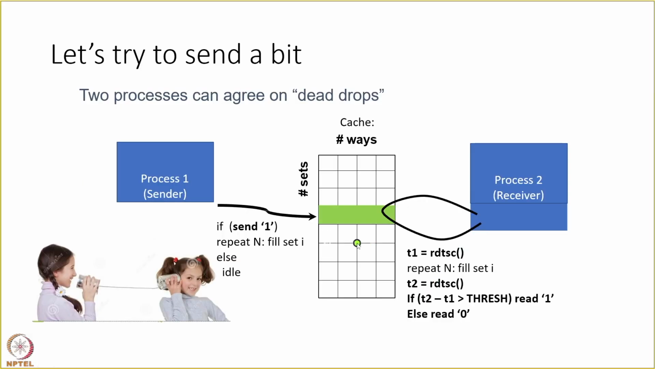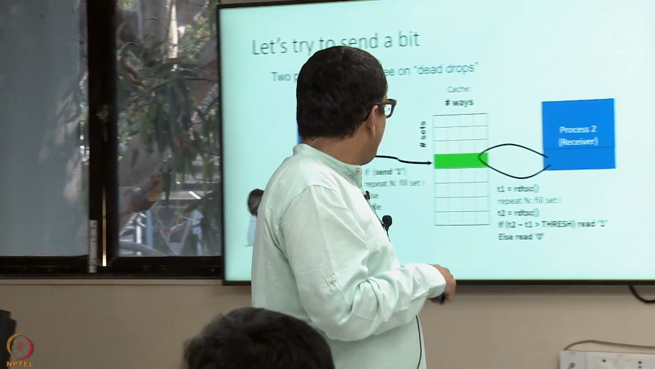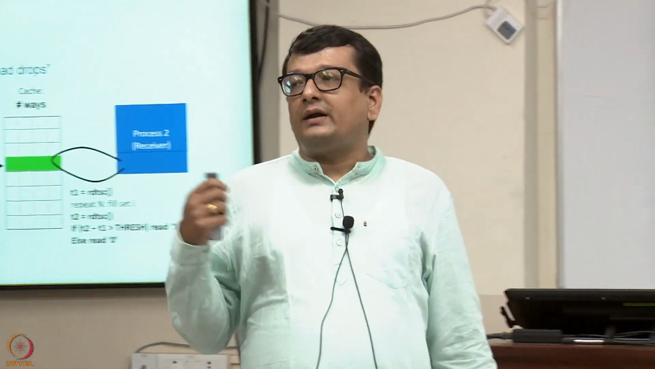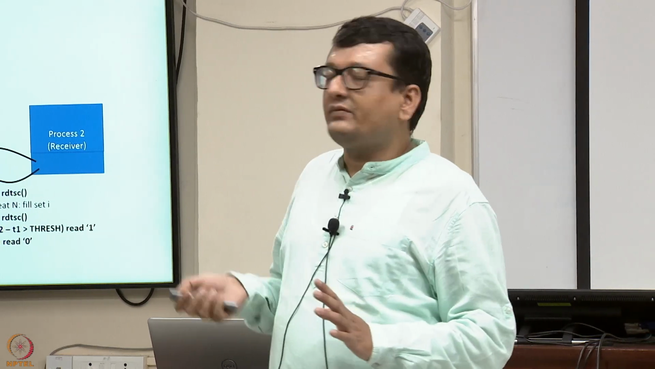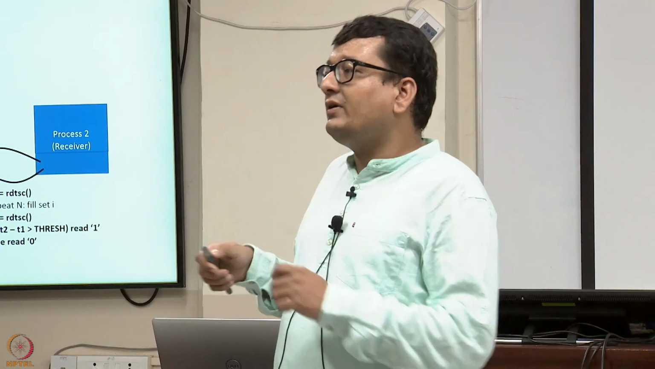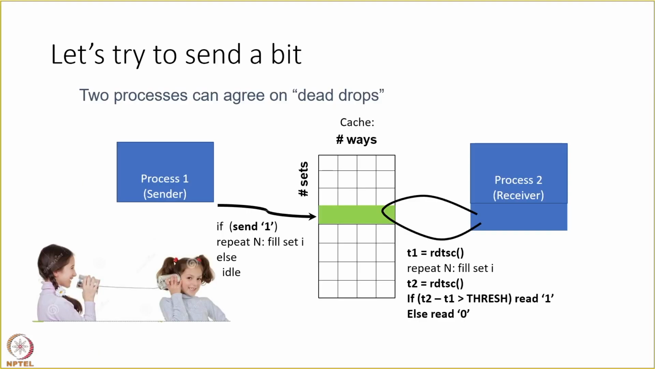So the receiver has put something there. Both of them are trying to access. This guy is trying to fill a particular set I, and the receiver is trying to fill the same set I. If the sender is not coming in between, then whatever the receiver has accessed is there in the cache, so it will be faster. But if the sender has come in between, it will kick out the data that the receiver has brought, and because of that, the receiver will take more time.